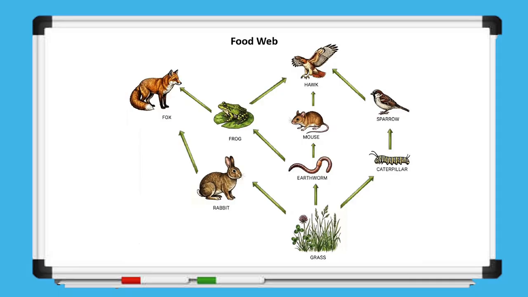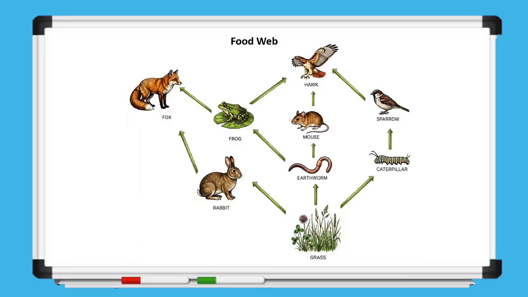In this food web, the frog feeds on earthworms, the mouse also feeds on earthworms, and the sparrow feeds on caterpillars. Finally, the tertiary consumers or top predators are the fox and the hawk. The fox feeds on rabbits and frogs, while the hawk feeds on frogs, mice, and sparrows.